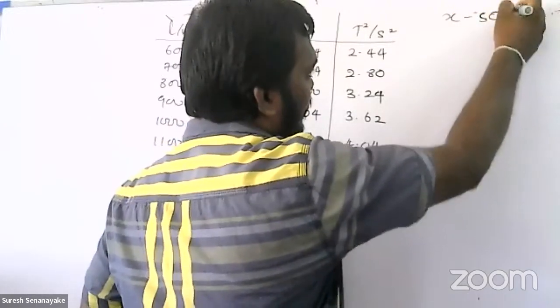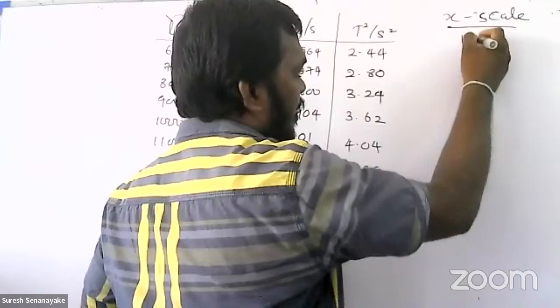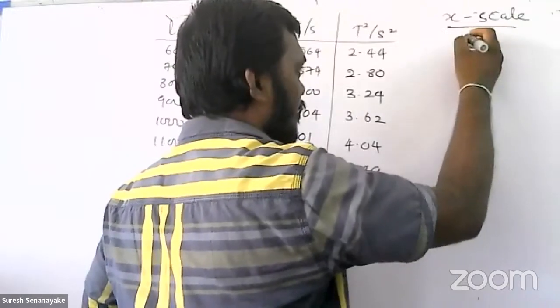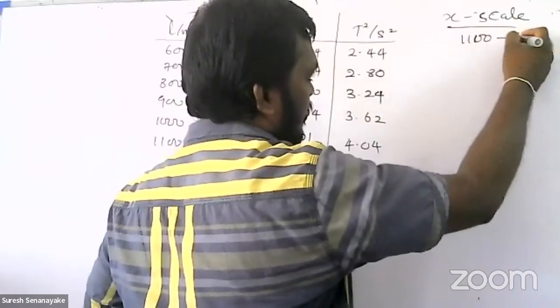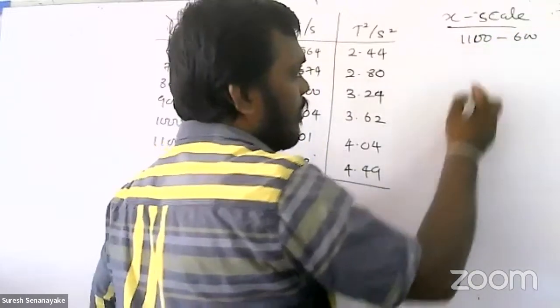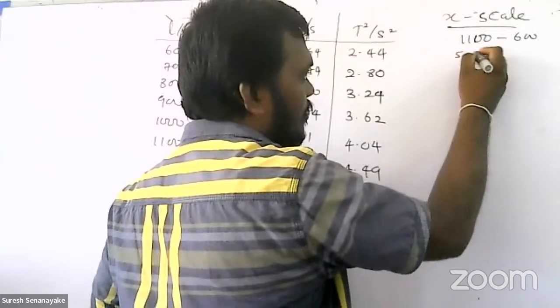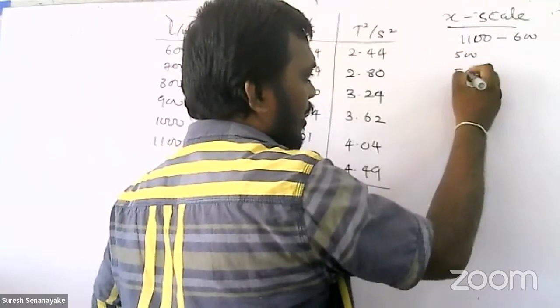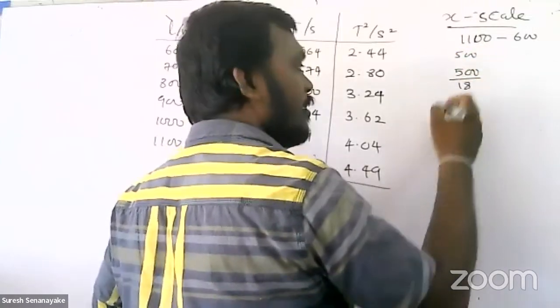For the x scale, we use 1100 minus 600. This is the data range that's been given in millimeter, right? So that is 500. No? Then there are 18 squares in x.